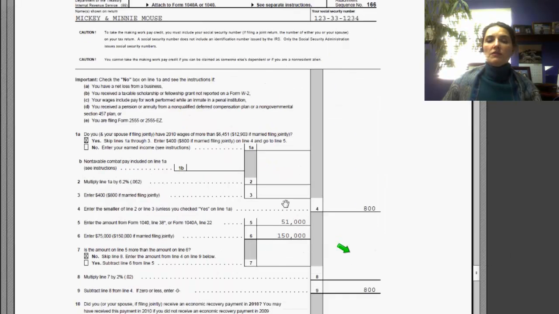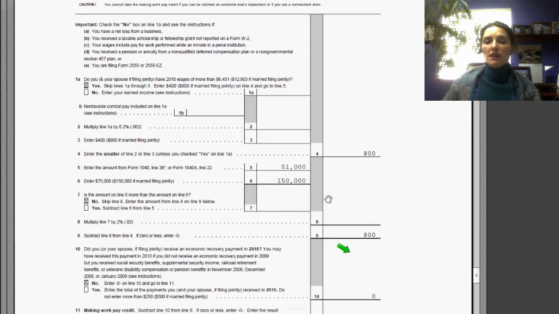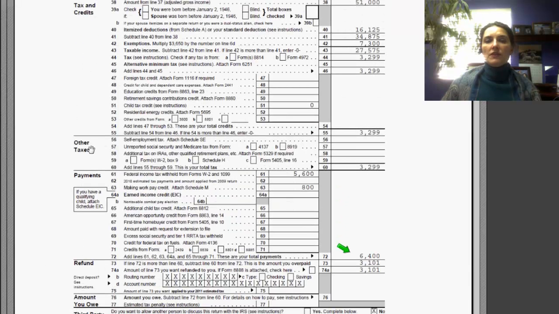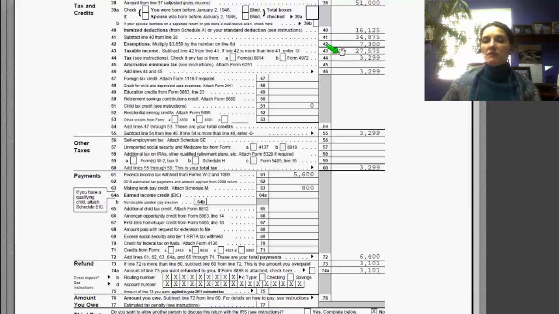The Mouses are also eligible for a Making Work Pay credit in the amount of $800. And returning to their 1040 form, we have itemized deductions of $16,125. A personal exemption deduction for both the Mouses is totaling $7,300. That gives us taxable income of $27,575. The tax tables tell us that the tax on that is $3,299.